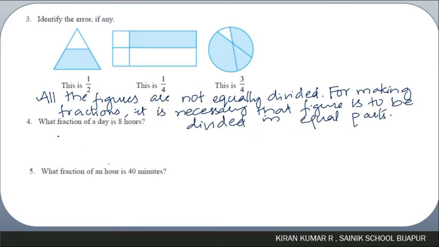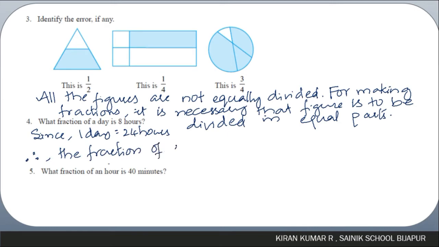Look at fourth question. What fraction of a day is 8 hours? In a day, we have 24 hours. Therefore, the fraction of 8 hours will be 8 upon 24, which is nothing but 1 upon 3.